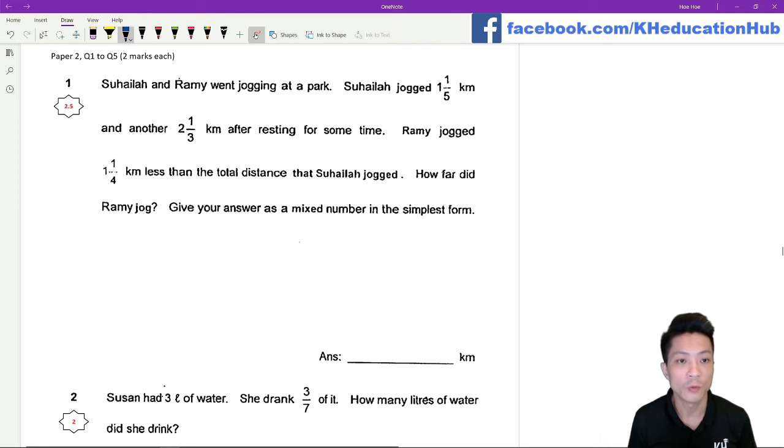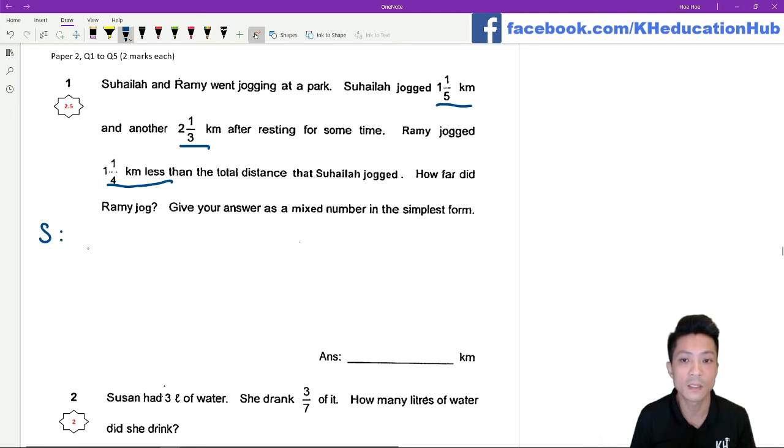Move on to paper 2, question 1. Suhaila and Rami went jogging at a park. Suhaila jogged 1 1/5 kilometers and another 2 1/3 kilometers after resting for some time. Rami jogged 1 1/4 kilometers less than the total distance Suhaila jogged. So how far did Rami jog?